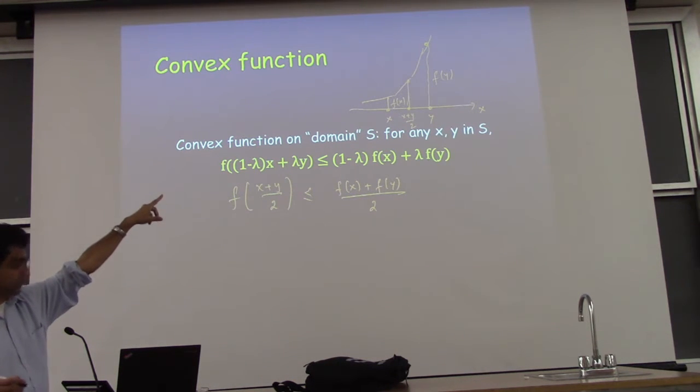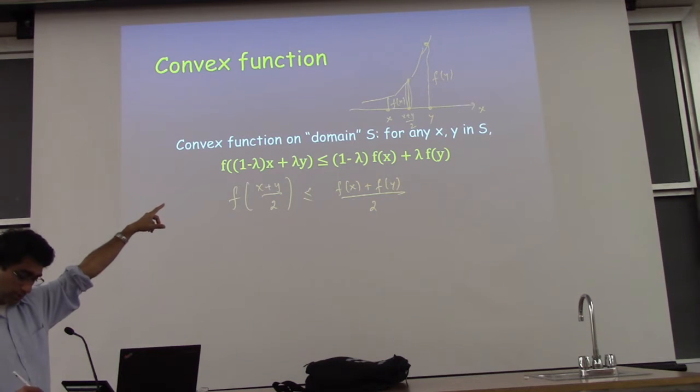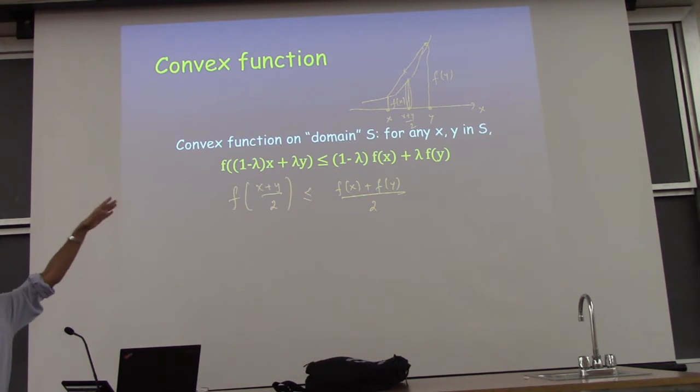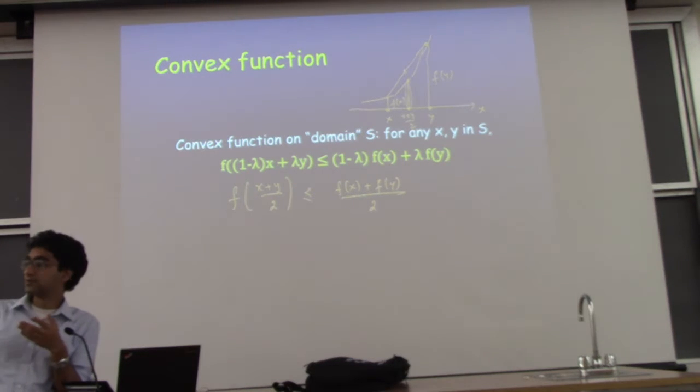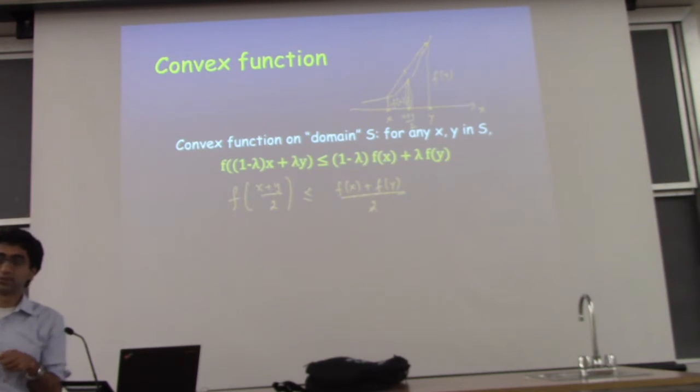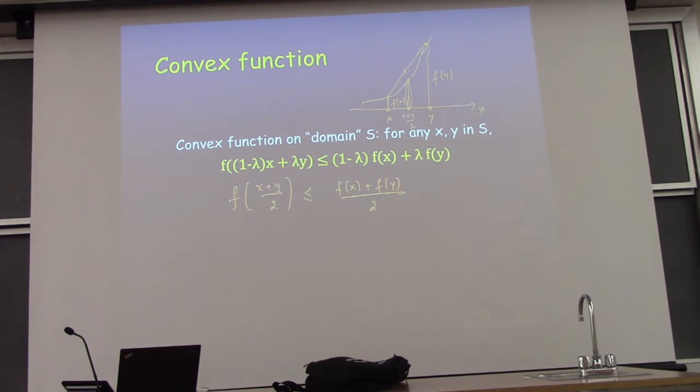The f value at this midpoint is smaller than or equal to f of x plus f of y by 2, which is this. So that's why this captures this exact intuition that the curve slopes upward. So another way to say this would be to say the area above the function is a convex set, right? Exactly, yeah. So you could say that.